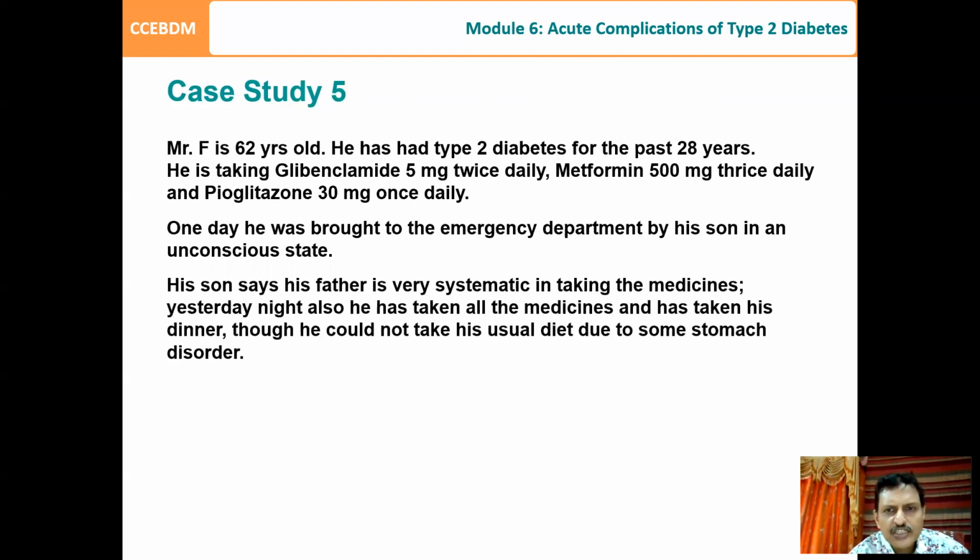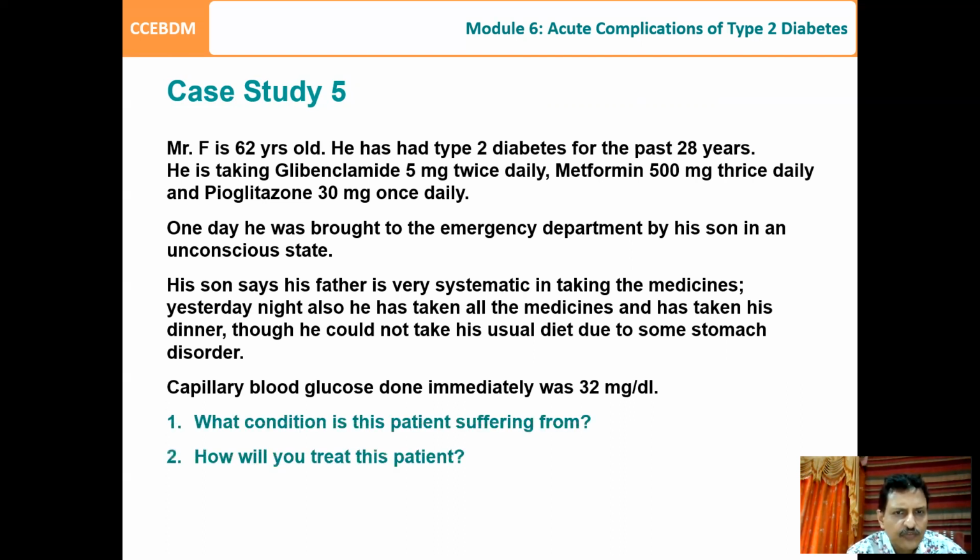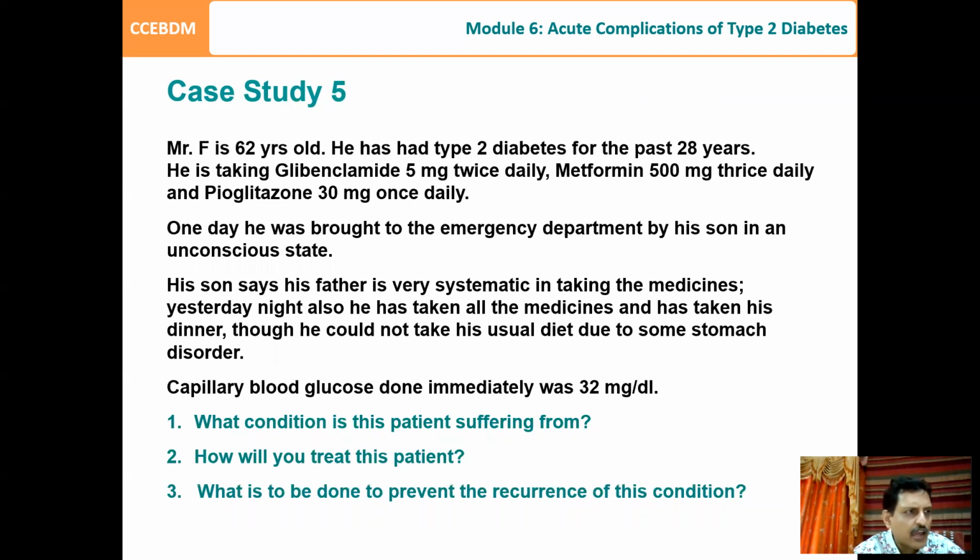Yesterday night also he had taken all medicines and had taken his dinner, though he could not take his usual diet due to some stomach disorder. And when the capillary blood glucose was done, it showed 32 milligram per deciliter. So what condition is it? This is basically the patient suffering from hypoglycemia, and how do you start to treat this patient and how can we prevent the hypoglycemia in future? So these are the issues in front of us.